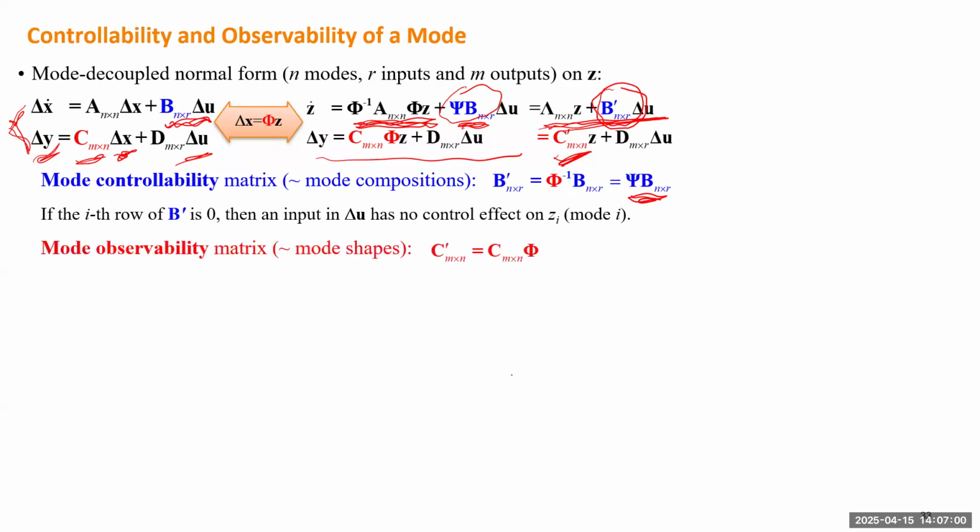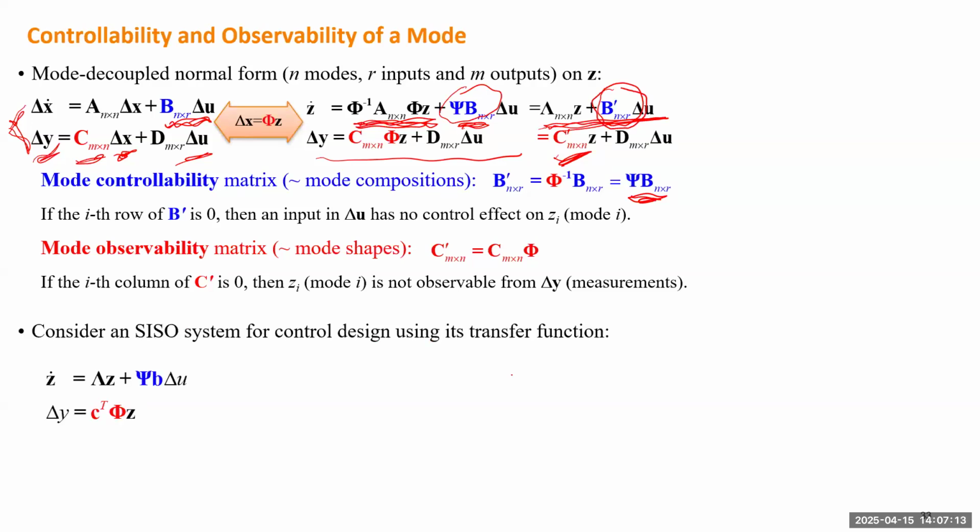Okay. And the mode observability matrix will be just C prime, right? Because that's related to the mode shape matrix. If one element is 0, that mode is not observable from the measurement data. To keep it simple, we consider only a single input and a single output measurement, and a single control signal. So B here is just one column vector and C is just a row vector.